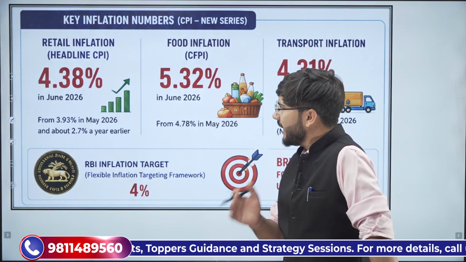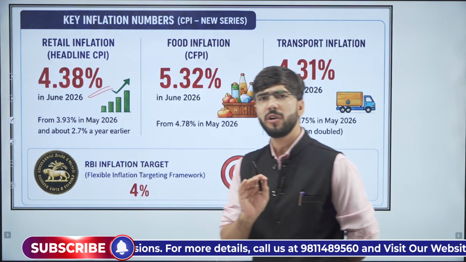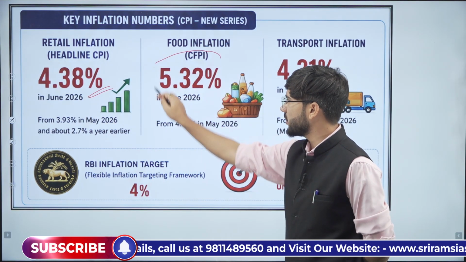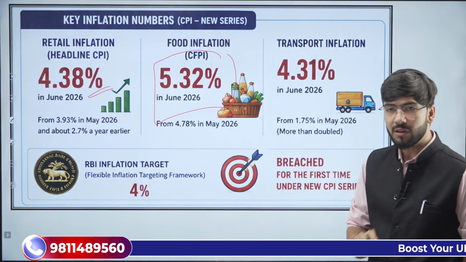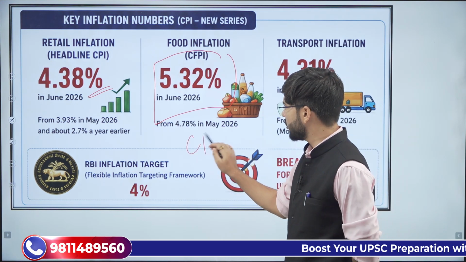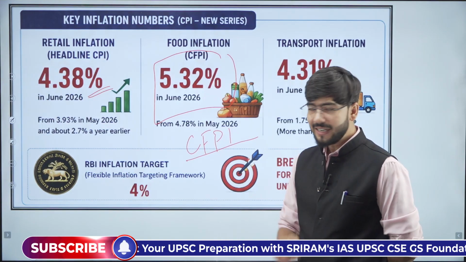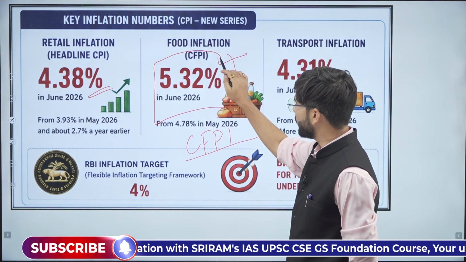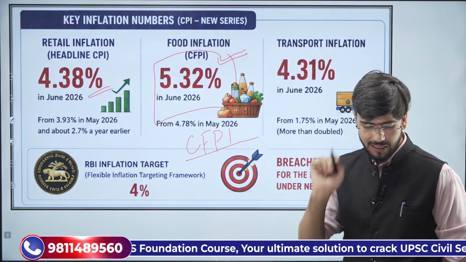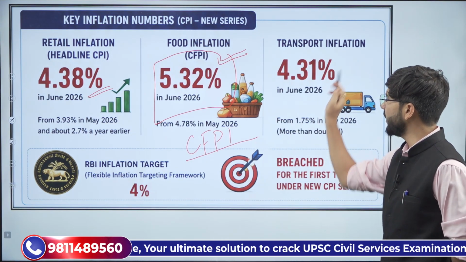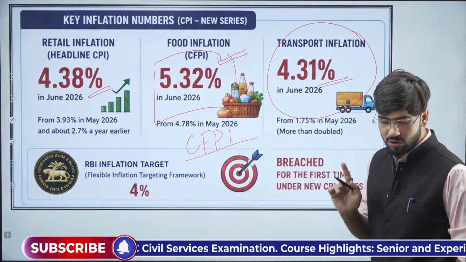First of all, the data says that retail inflation in June 2026 is 4.38%, out of which the main component is food inflation. If you talk about the consumer food price inflation index, this index shows that there is a 5.3% inflation rate in June 2026. That is the prime factor behind inflation. Further, inflation in the transport sector has also increased.